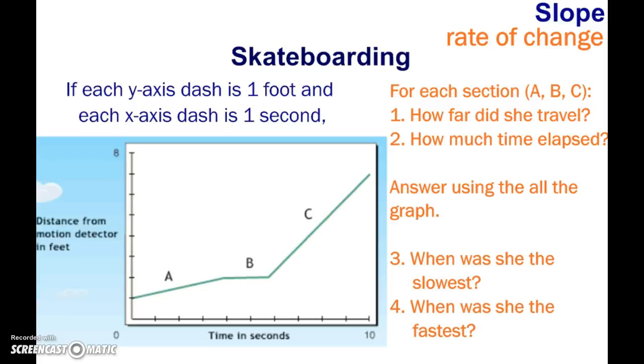Okay, welcome back to part two of Rate of Change. We're going to talk further about the skateboard situation. In this case, we're looking at sections A, B, and C on the graph. How far does she travel? How much time? And then questions 3 and 4 deal with the whole graph. So take a moment and answer those questions.